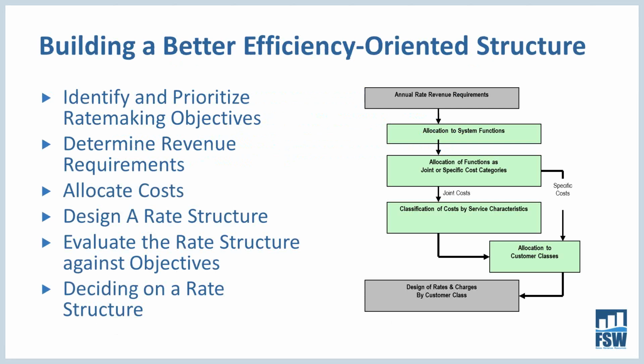So the handbook sets out steps for building a better efficiency-oriented water rate structure, including being very explicit about what the rate-making objectives are. That in turn can clarify how to make better trade-offs. Determining revenue requirements, allocating your cost, which is a two-step process, designing the rate structure, evaluating the rate structure against alternatives, and then deciding on a rate structure with public input. Next slide.